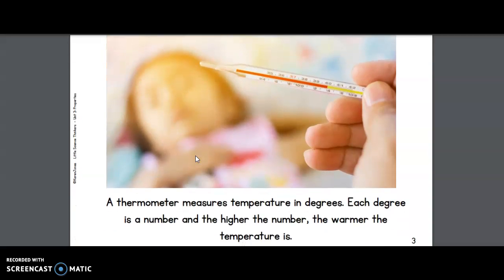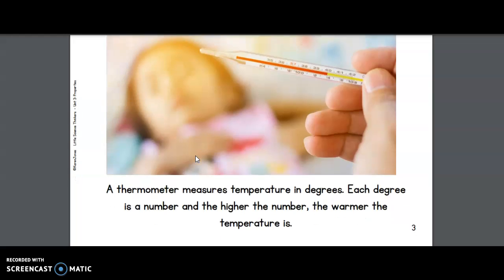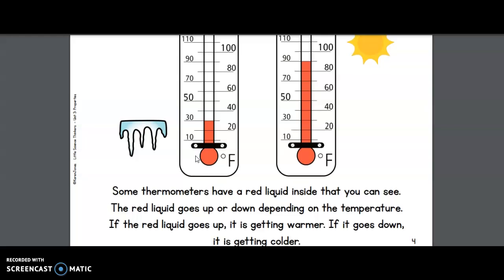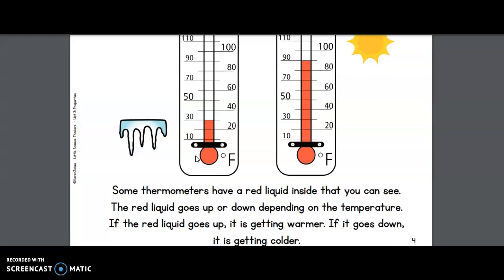A thermometer measures the temperature in degrees. Each degree is a number, and the higher the number, the warmer the temperature is. Some thermometers have a red liquid inside that you can see. The red liquid goes up or down depending on the temperature. If the red liquid goes up, it is getting warmer. If it goes down, it is getting colder.